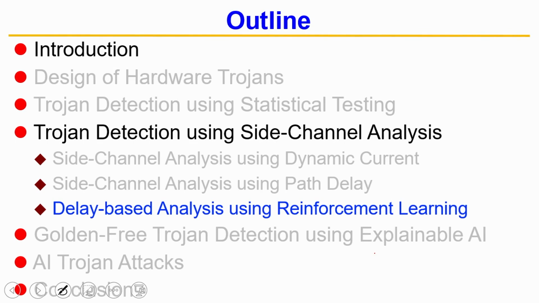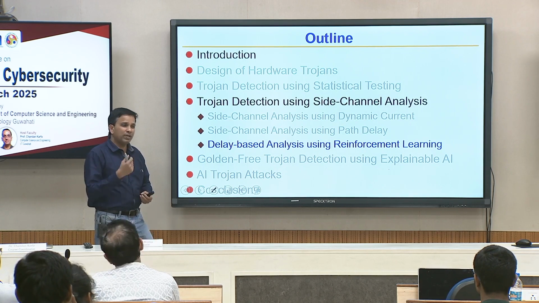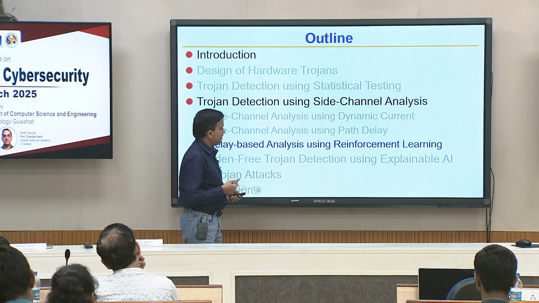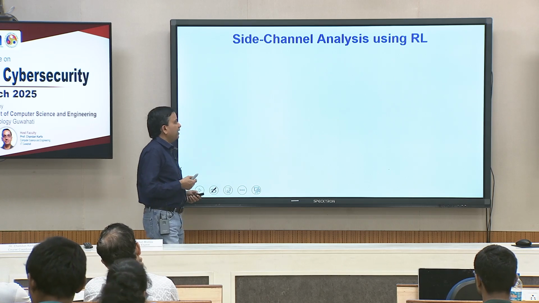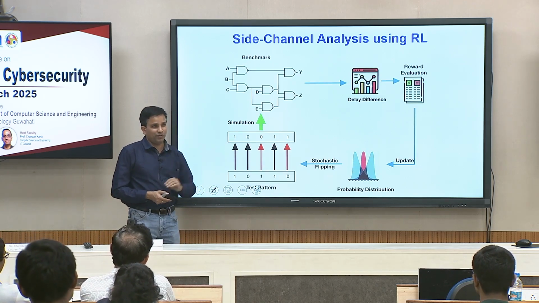So, the last three works of today are all based on AI and machine learning. What I want to show is this delay based analysis, how do we apply machine learning to it? We know what delay is, there are publications on how you do delay based Trojan detection, how you apply reinforcement learning, and as you can see, this diagram we have seen before.